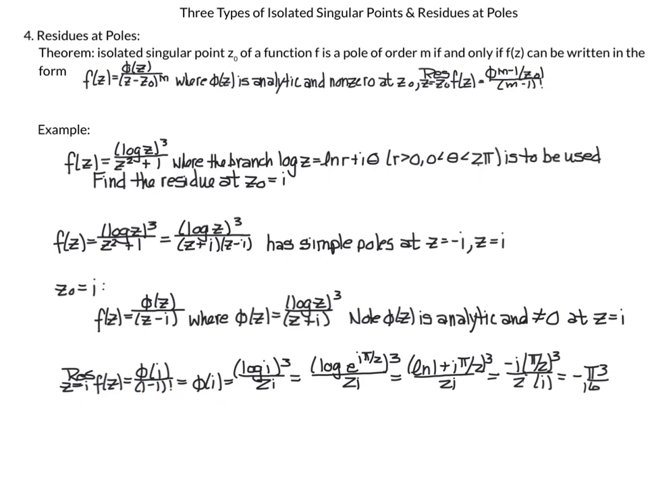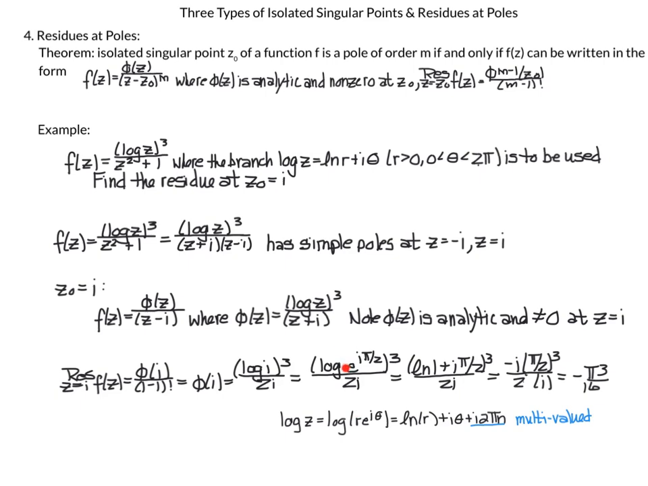So we have phi of i, which is equal to log of i to the third over 2i. So I rewrote i in exponential form. So that's log of e to the i pi over 2 over 2i, which is equal to natural log of 1 plus i pi over 2 raised to the third divided by 2i. To go from here to here, I used our logarithm formula from the chapter or video when we did logarithms. So the log of r e to the i theta is equal to natural log of r plus i theta. And this i 2 pi n, that's in case you're on the wrong branch, but we're not going to be.